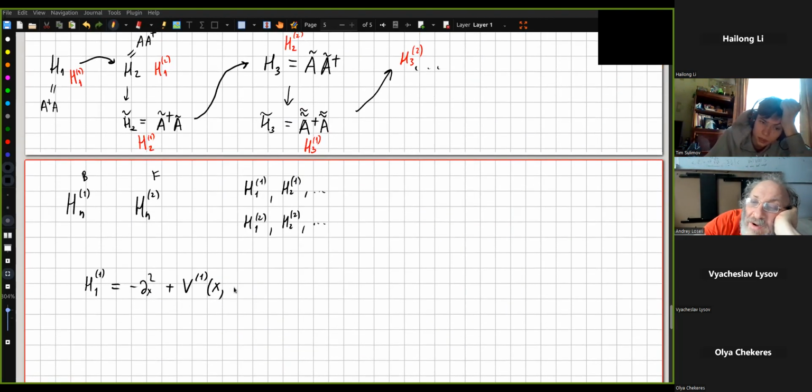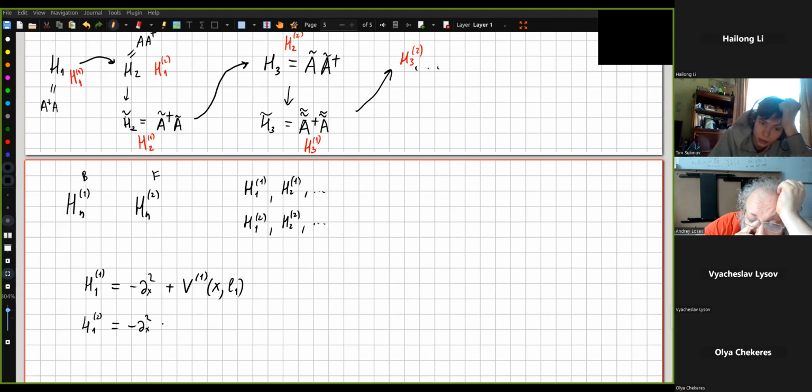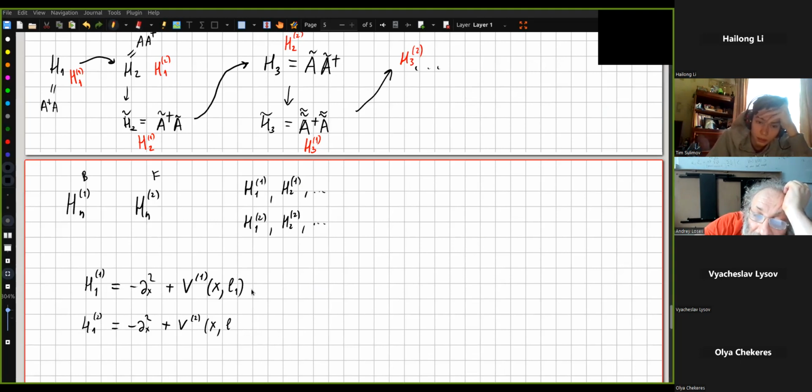Yeah. So let's say that it's V1 of x and L1. Then H1,2, by the shape invariance condition, we just write it's V2 of x and L2. No, x and the same parameter, L1. It's the same parameter. But by the condition, we have that this is the same as V2 of x and some L2 and a constant shift, C of L1.